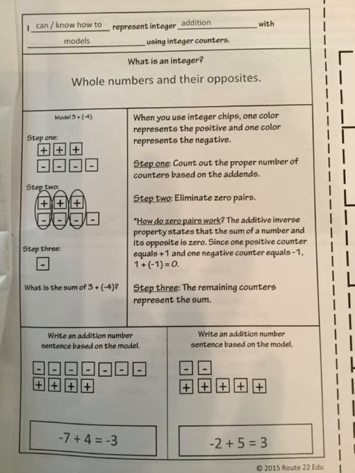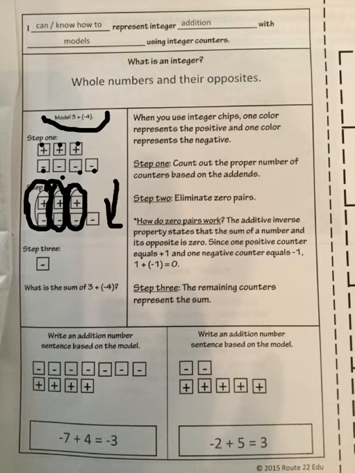So here it is. This is the model right here of 3 plus negative 4. So here are our 3 additions. And then here are the 4 negatives. And we just look at those, how they are taken out like this and circled so that we can see that that is what we are taking away. And we end up with this 1 negative here. So step 3, you get 1 negative. So what is the sum of 3 plus negative 4? Well, you can see that you end up with 1 counter, so it's negative 1.